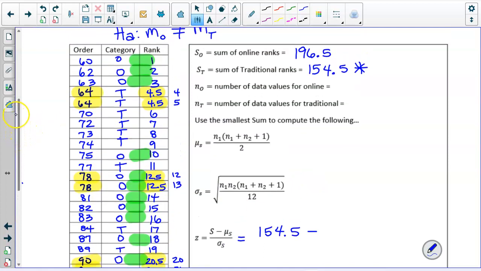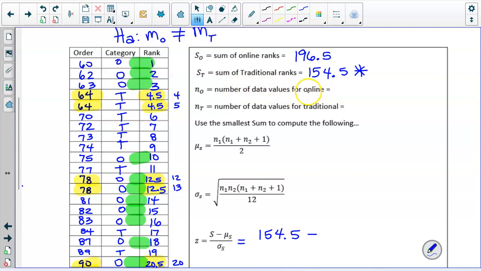So then we need our two sample sizes. So this is the number of data values for the online. So how many online did I have? 14. And then how many traditional? 12. Which of those is smaller? 12. So that's what goes on the outside here. So 12 times quantity, 12 plus, then I use the other one, so 14 plus 1, and then divided by 2. You get 162. So that is the mean of my ranked sums, okay?